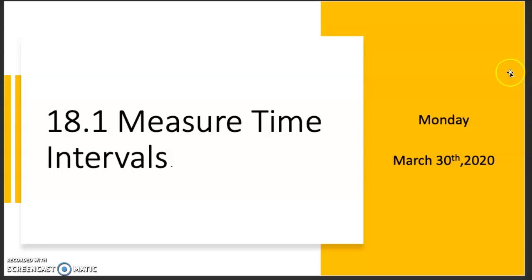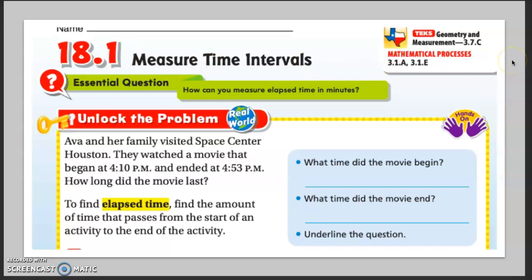Alright guys, so today's lesson for Monday, March 30th, 2020 is going to be 18.1 Measure Time Intervals. So let's go ahead and open up our math books. So the essential question that we want to focus on is how do you measure elapsed time in minutes?